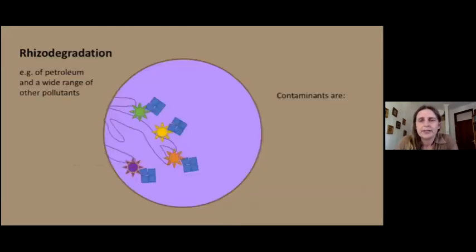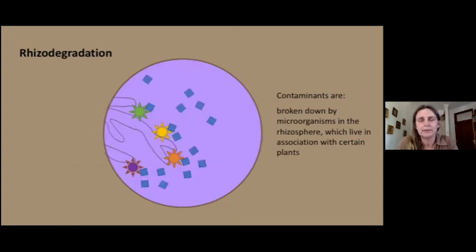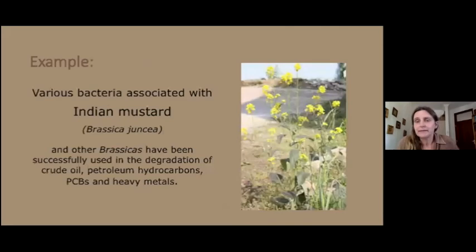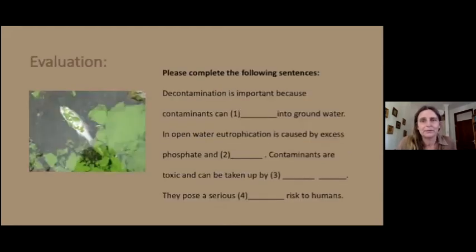In rhizodegradation, on the other hand, instead of enzymes, microorganisms that live in close association with certain plants break down the contaminant. Many kinds of brassicas, like Indian mustard, are successful in this technique. Of course, there are other strategies to decontaminate soil, like soil washing, thermal treatments, and so on. But to be honest, none of these are feasible under normal ACP circumstances.